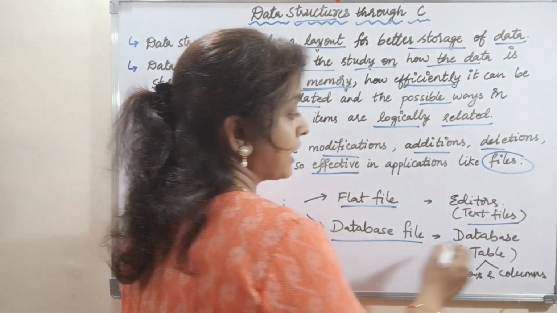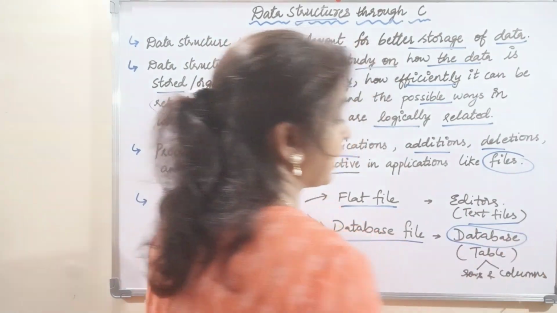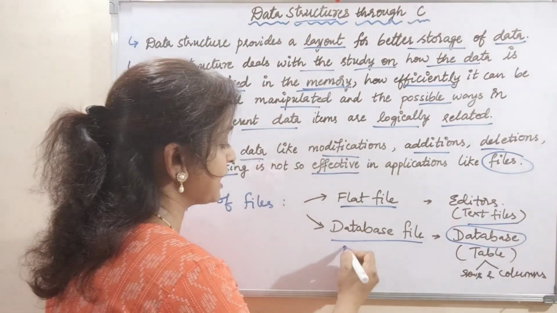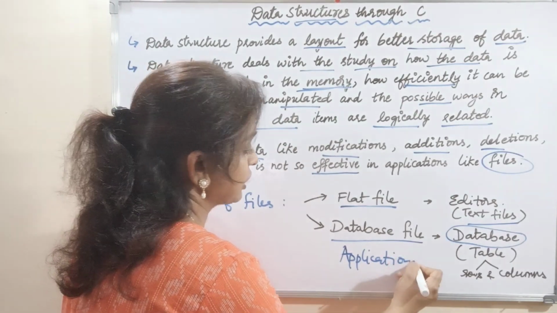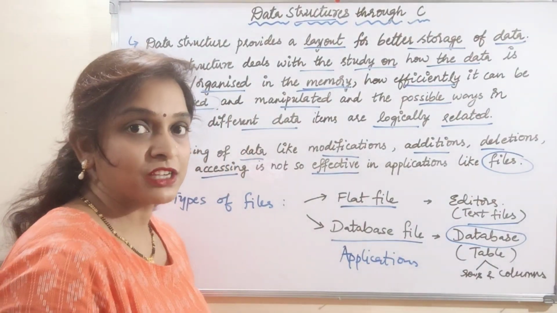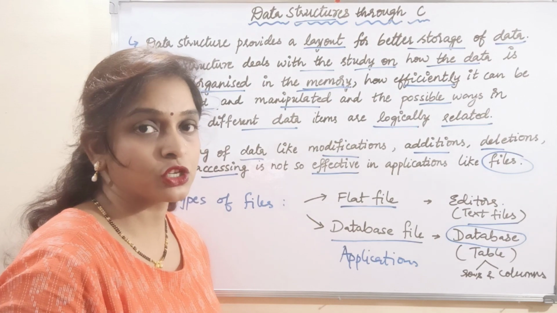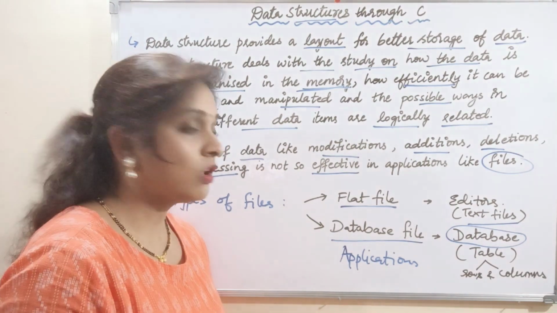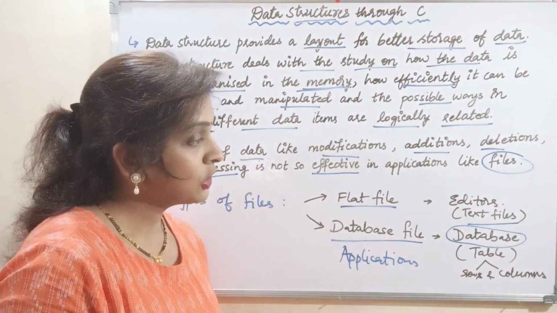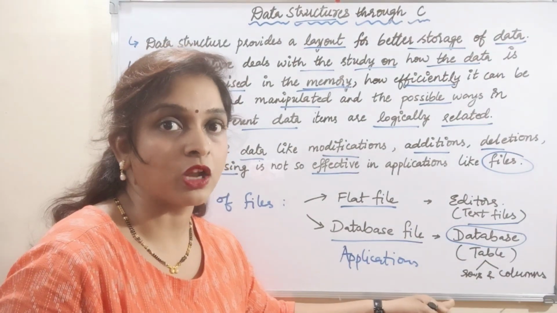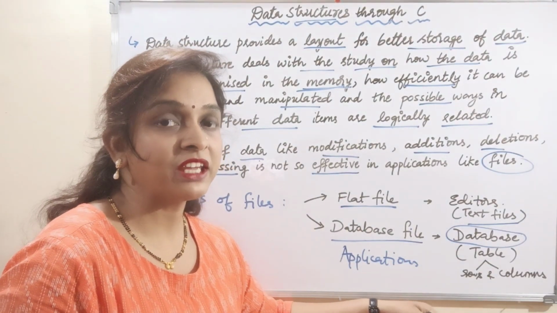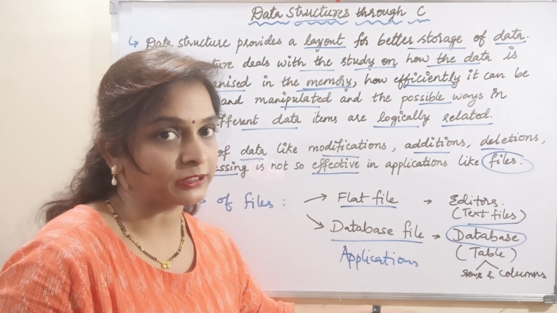Whereas a database file is the file that we create using database applications. We create files using database applications like MS Access, MySQL, Oracle. So all these are database files. There we store the data in the form of rows and columns so that it will be easy to deal with the data.